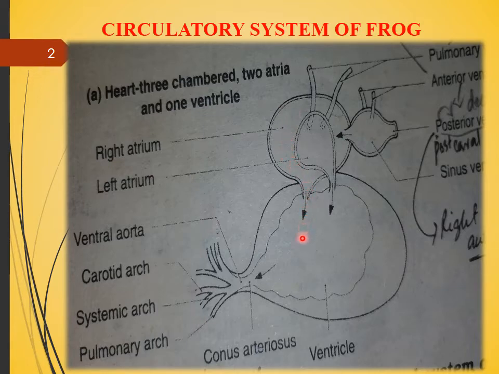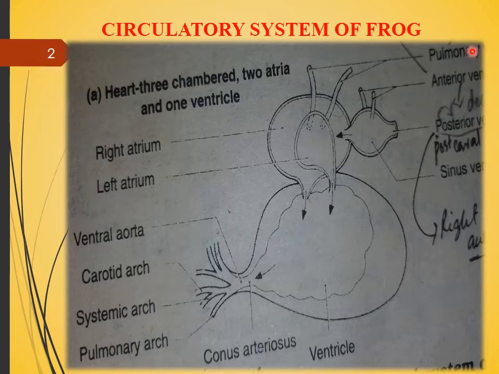Then blood moves towards the ventricle, and from the ventricle blood moves towards this one, known as the pulmonary arch. Deoxygenated blood from the right atrium always moves towards the pulmonary arch, then towards the lungs for the exchange of gases. After the exchange of gases in the lungs, blood again moves towards this one.